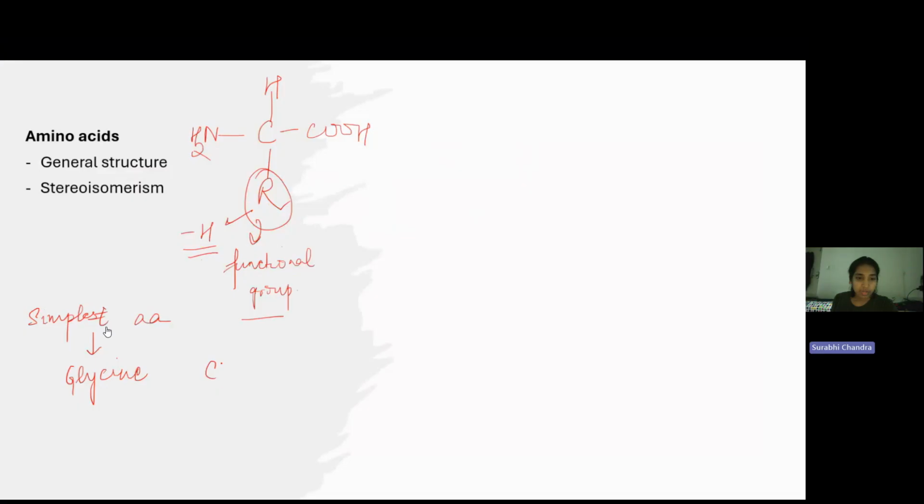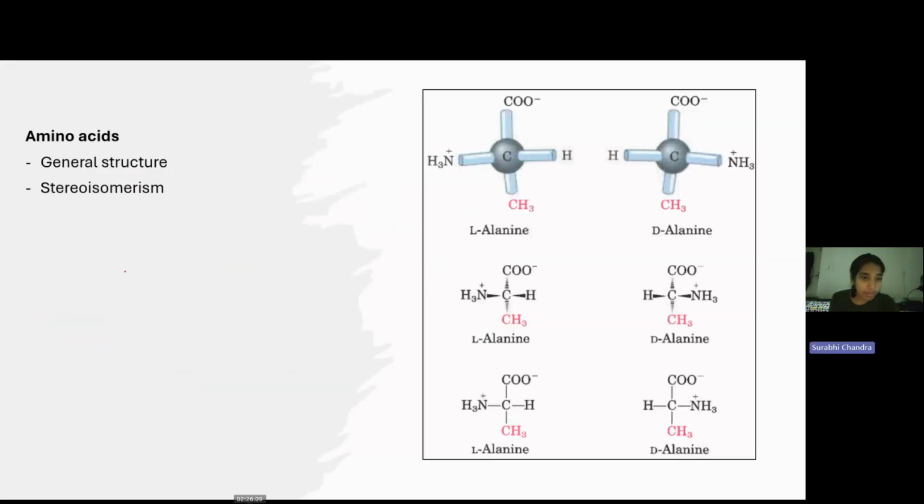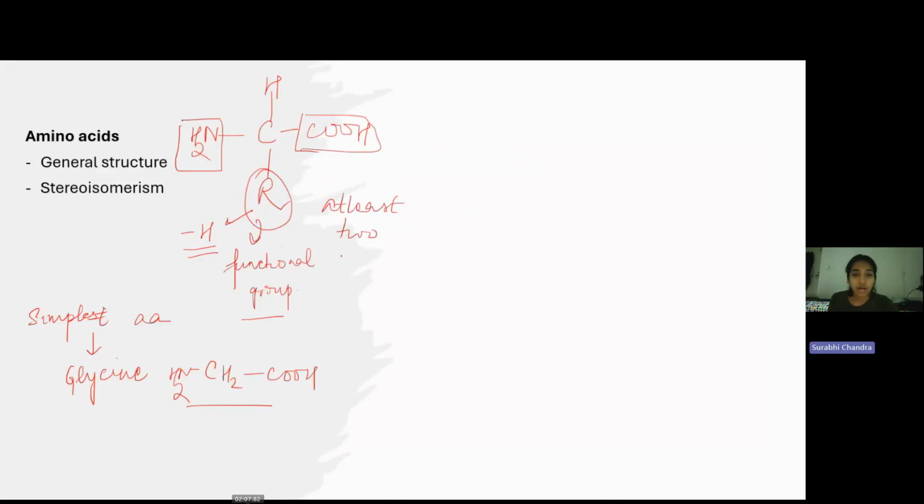Now the simplest amino acid is glycine, in which case the R, the functional group, is H here. Okay. So, in general, what I was talking about in the first slide also, any amino acid has at least two ionizable groups, which are NH2 and COOH. And this particular functional group can actually vary across the 20 amino acids.